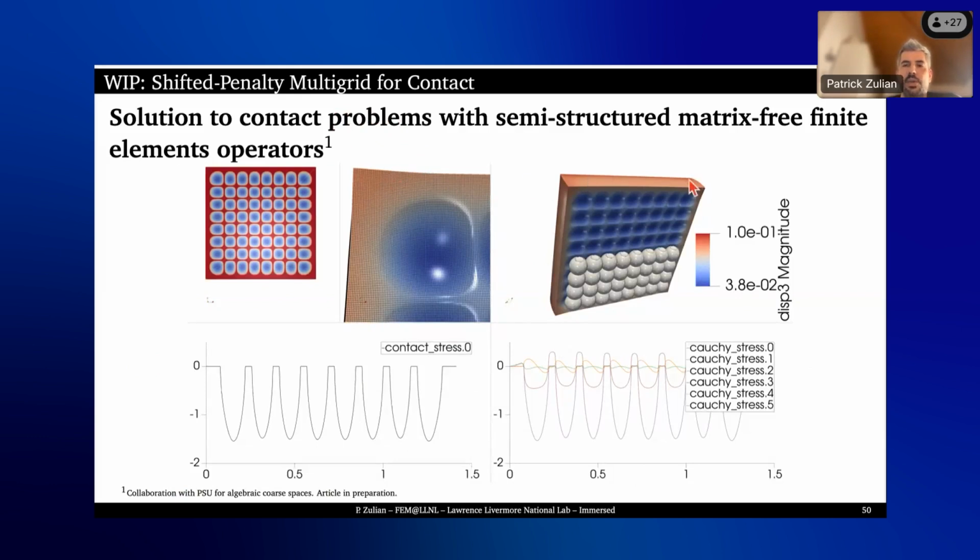So on my laptop, I can solve about 150 million degrees of freedom for a contact problem. And I think on Shaheen, I can solve about half a billion degrees of freedom on one node. So the fact of using these data structures already pays off, and the results are quite convincing. If we look at the contact stresses, they look like you expect.